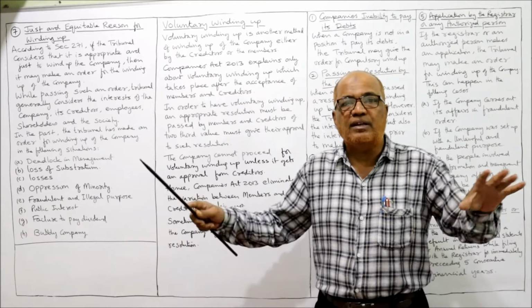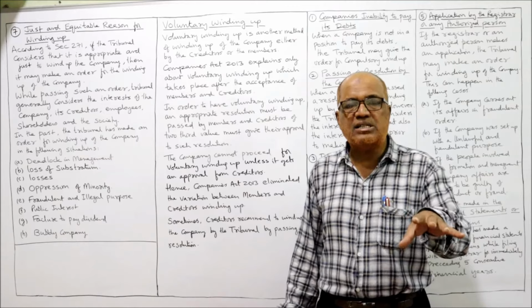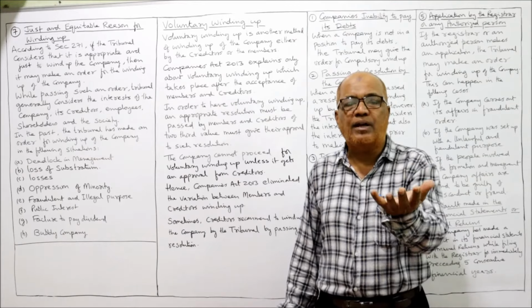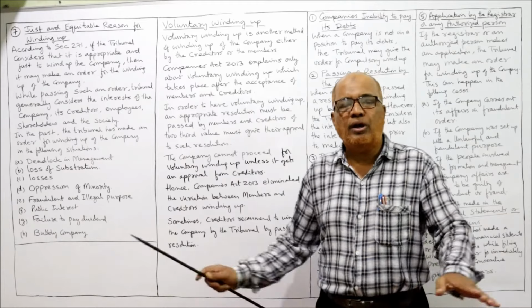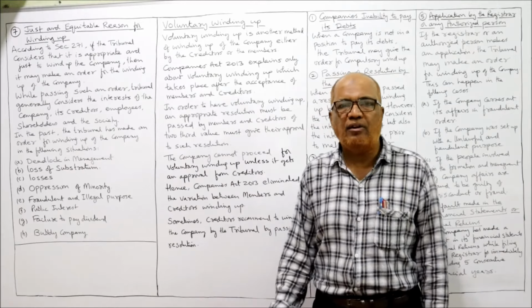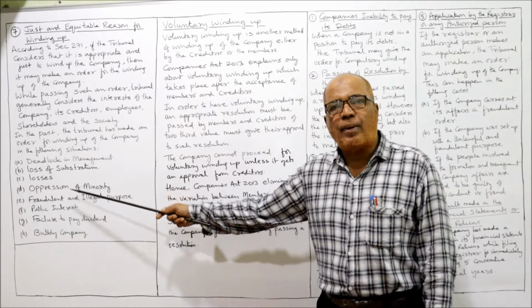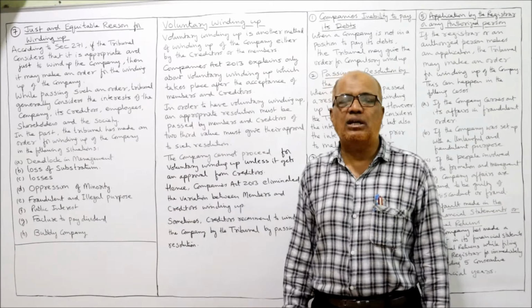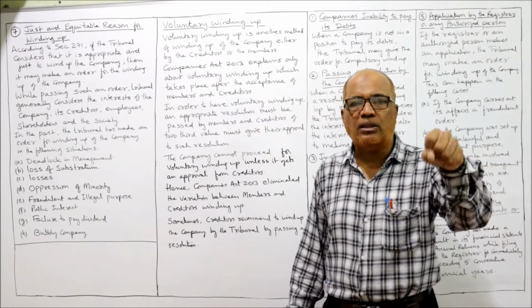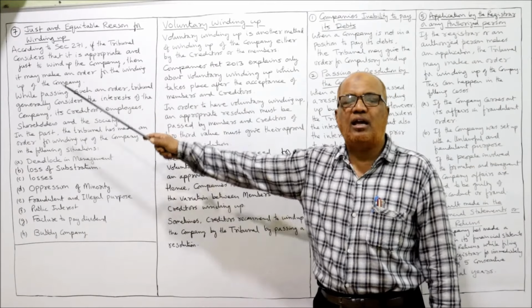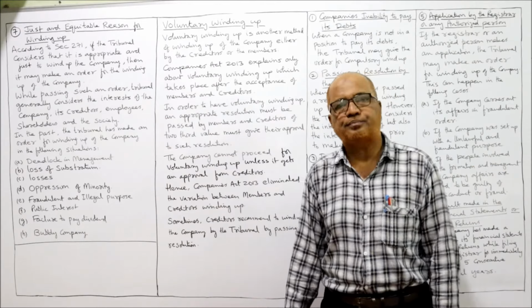They will diversify the funds. So if that is the situation, it's a dummy company, it's a bubble company. So in that case, the tribunal may order that the company should be wound up. So in the past, these are the circumstances in which the tribunal has given the order to wind up the company on the basis of just and equitable grounds.